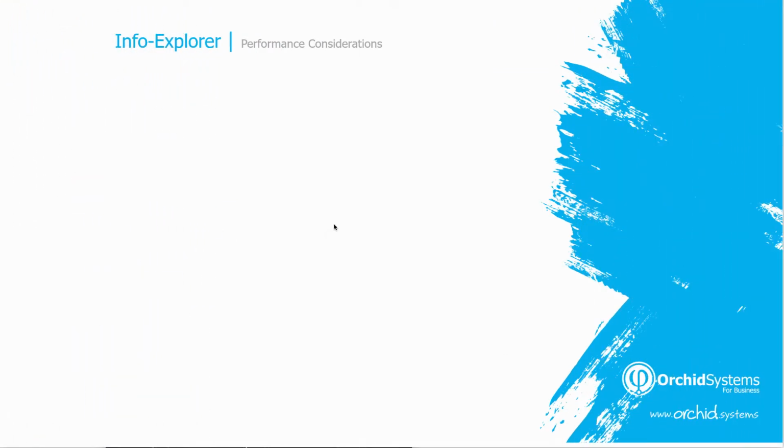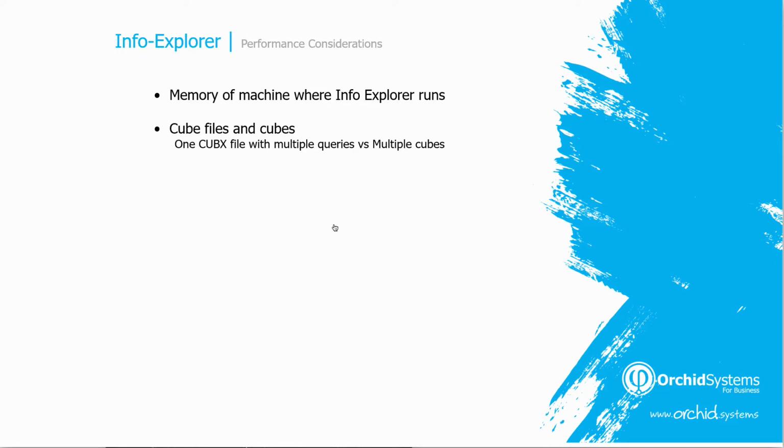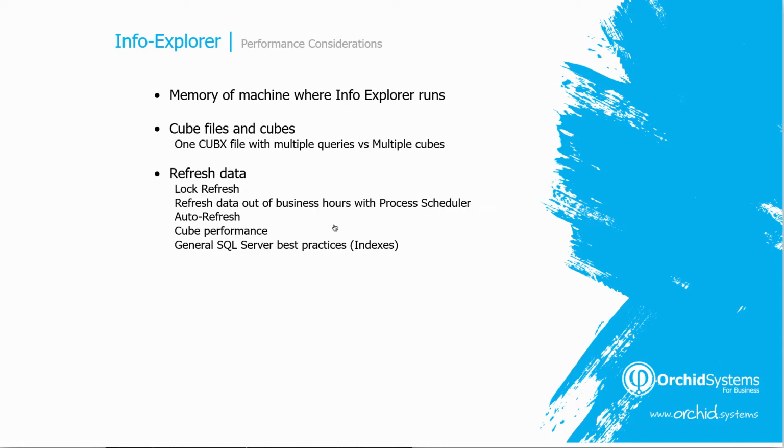Performance considerations with Info Explorer. Info Explorer runs in the memory of the machine where you're running Info Explorer from. The memory capacity of the machine is an important factor in the performance of the cube while you're using it. If you have multiple files open, if you have one file with multiple queries and multiple cubes, you may need a more performant machine.